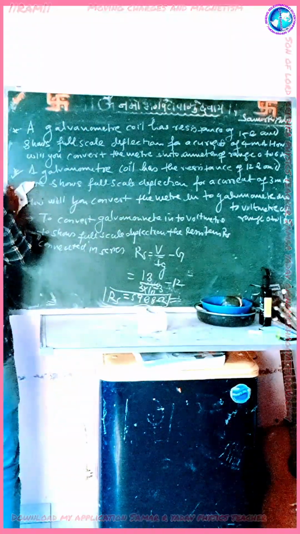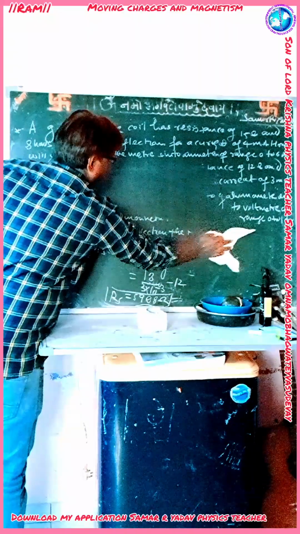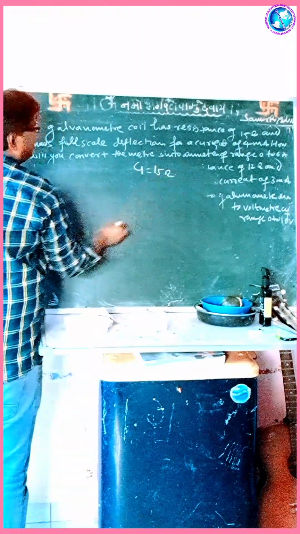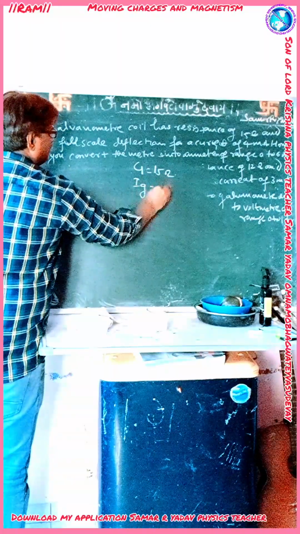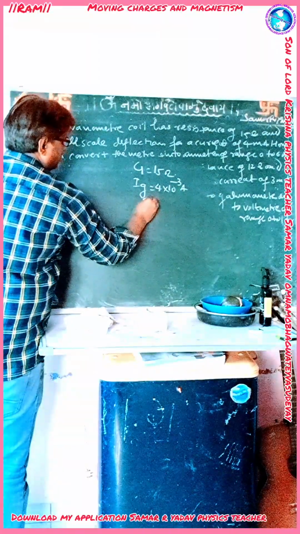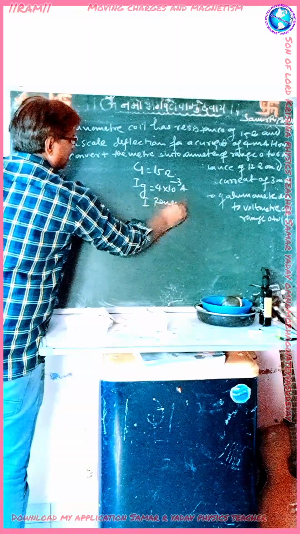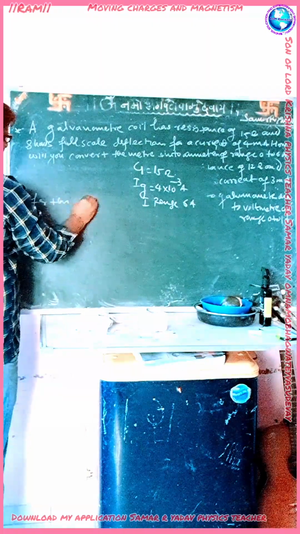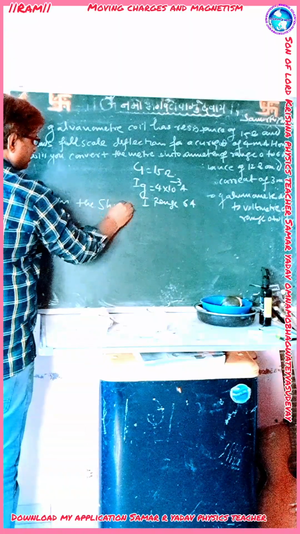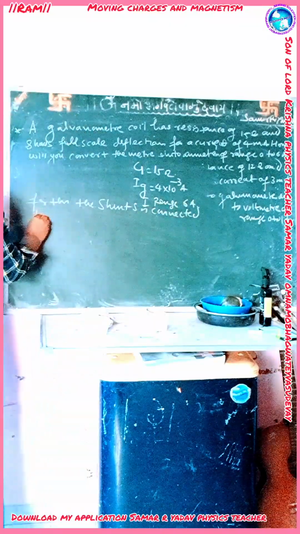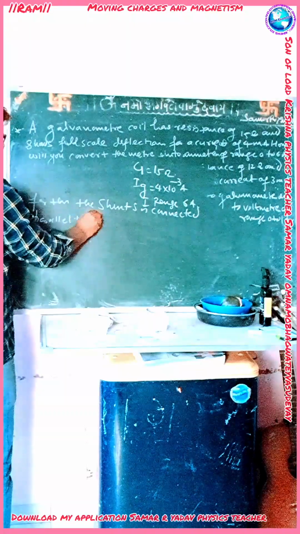First one is the galvanometer coil of resistance G equal to 15 ohm, and IG is given as 4 milliampere, that is 4 into 10 to the power minus 3 ampere. We have to convert it into a higher range of 6 ampere. For this, the shunt S is connected in parallel to the galvanometer.